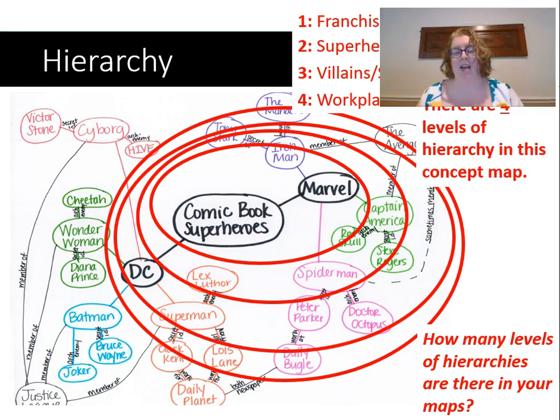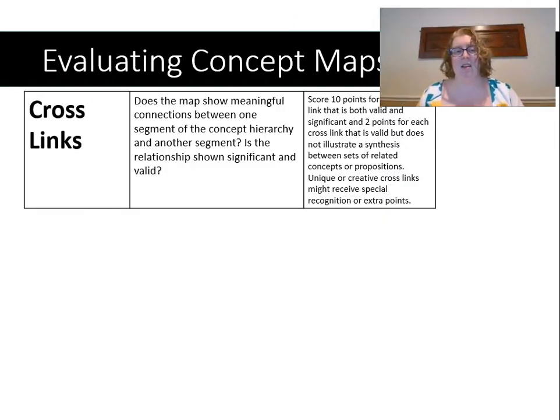Then you can think about how many hierarchies there are. Then we have crosslinks, and the crosslinks can sometimes be confused with those closed groupings. What you're really thinking about with crosslinks is how did I connect 2 ideas that aren't part of the same group to each other. So this really shows the ways in which students are able to connect ideas together. If it's a part of a closed group, then that doesn't count as a crosslink. I'm looking for crosslinks across separate ideas.